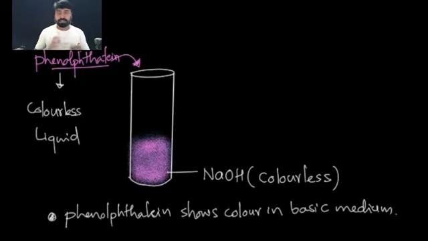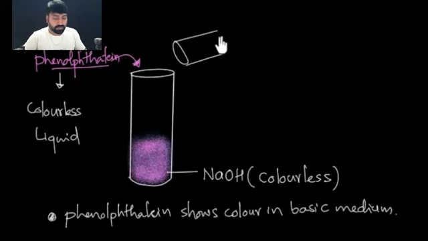This technique is also used for the identification of an unknown solution. For example, if I provide you a container with some solution or some kind of substance in it, and you add phenolphthalein to that, if it changes to pink color, assume that it should be a base. Now what I will do is add a small amount of acid to this. I am going to add acid.